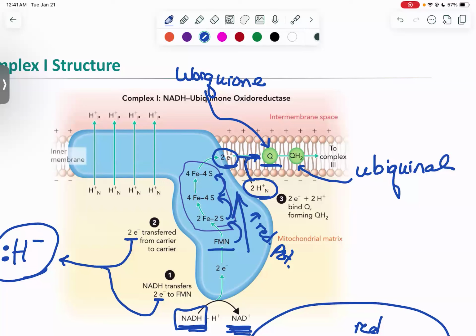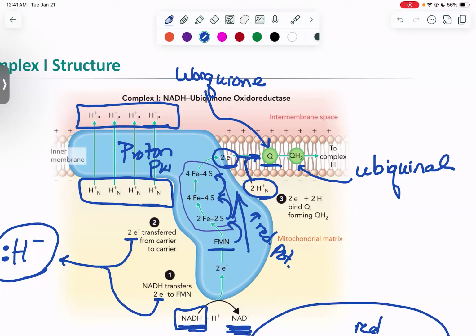Okay, that whole process, all the way from dropping off those electrons to making ubiquinol, is going to transfer 4 protons from the matrix to the intermembrane space. So this is why we call that a proton pump. Proton pump, right? So the net result is that we've oxidized NADH. We've reduced coenzyme Q ubiquinone into QH2 ubiquinol. We've translocated 4 protons from the matrix to the intermembrane space, right? So those are 3 big roles in complex 1.